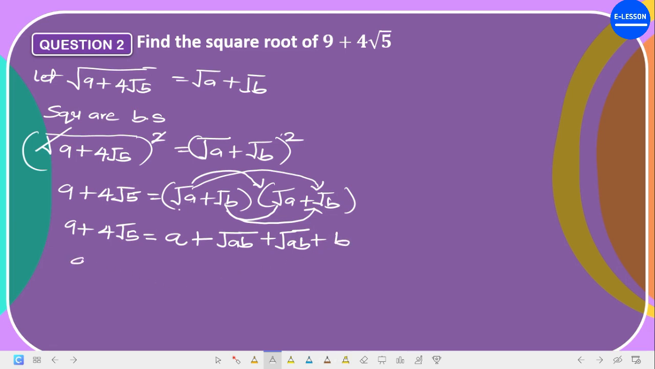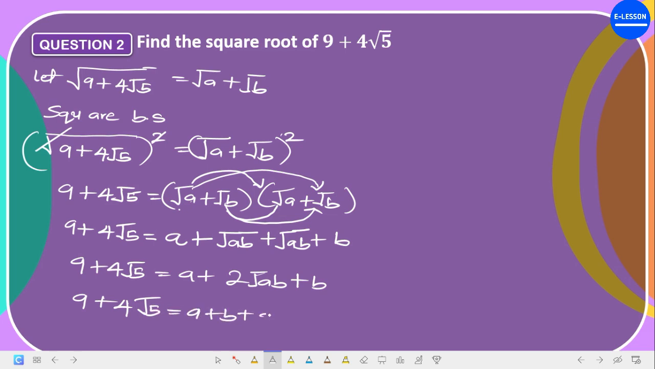So at this point in time, you now say 9 plus 4 root 5, this is a very long one, is equal to A plus root AB plus root AB, which is 2 root AB, plus B. Now, collect all the ones that don't have roots together, and collect the ones that have root to one side. So this gives us 9 plus 4 root 5 is equal to A plus B plus 2 root AB.